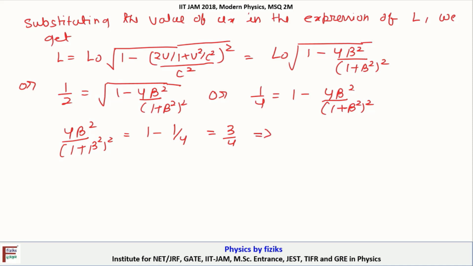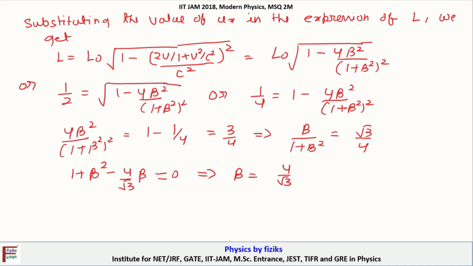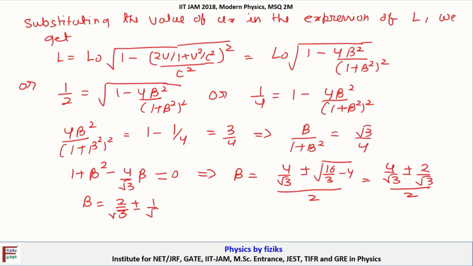So we can write it down, implies beta over 1 plus beta square is equals to root 3 by 4, or beta square minus 4 by root 3 beta plus 1 equals to 0, implies beta is equals to 4 by root 3 plus minus root of 16 by 3 minus 4, divided by 2, which gives us 4 by root 3 plus minus 2 by root 3 divided by 2, equals to 2 by root 3 plus minus 1 by root 3.